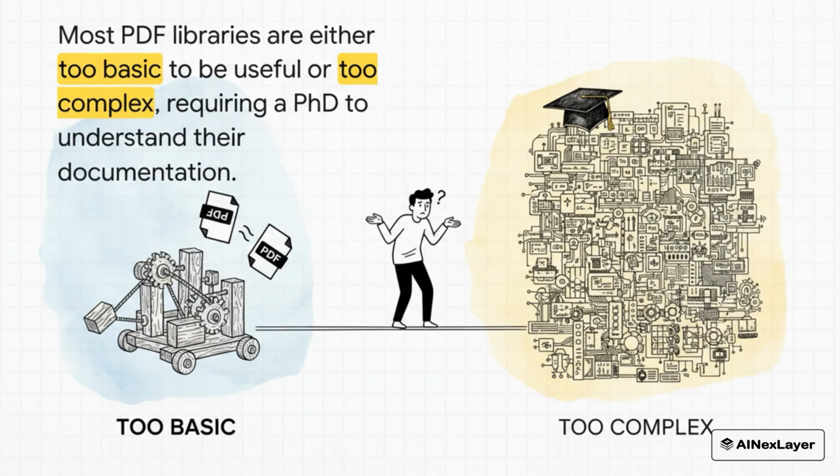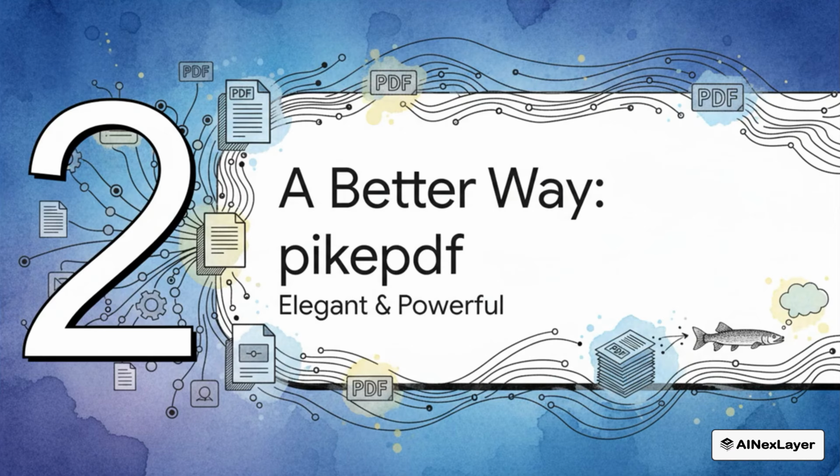And this really gets to the heart of the problem. You're stuck in this awful compromise. You either find a library that's so basic it can barely merge two files, or you're faced with this incredibly complex beast that feels like you need a PhD in the PDF specification just to get started. There's just no good middle ground. But what if there was a better way? Well, there is. Let's talk about the elegant and really powerful solution to this mess, a library called Pike PDF.